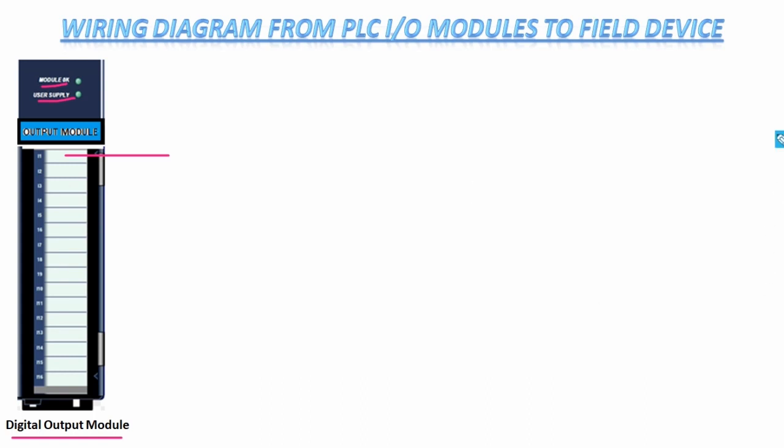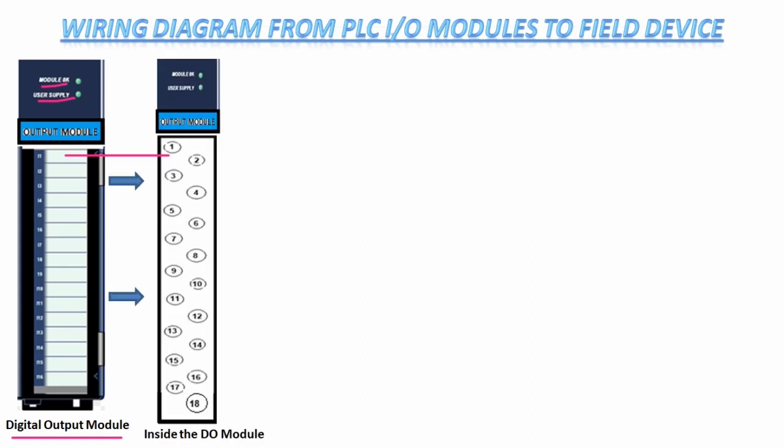So let's go deep into this module. What is inside the digital output module? Let's see. As I already told, it looks similar to the digital input module. See here, there are a total of 18 terminals present in the digital output module. Terminals 1, 2, 3, 4 up to 16 are used for outputs, and 17 and 18 are connected to the power supply. That is a 24 volt DC power supply connected to these terminals. Let's see how the 24 volt DC is connected to these terminals in the next slide.